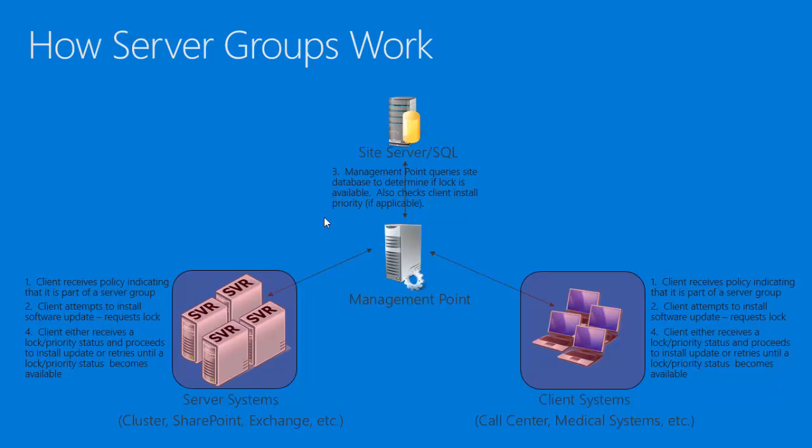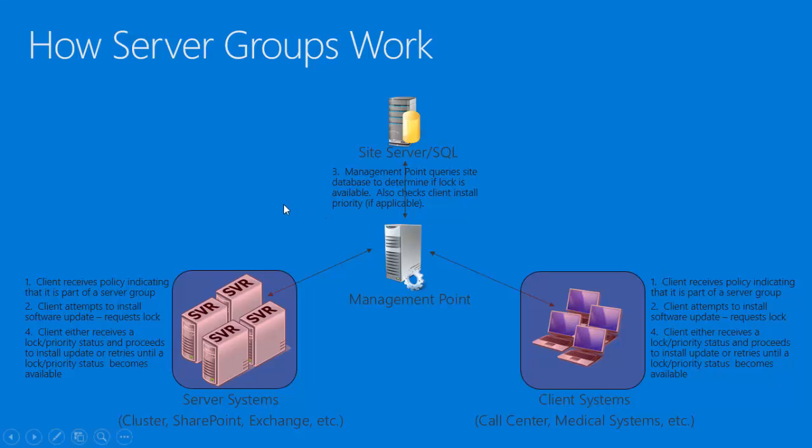The way that works is it's going to communicate to the management point. The management point is going to run a query against the site database, determine if the lock is available, check the priority if that's applicable depending on how server groups are configured, and then return an answer back to that client. The client is either going to, step 4, receive a lock priority status that is positive and proceed to update, or it's going to wait until a lock becomes available or its priority gets in line to proceed.